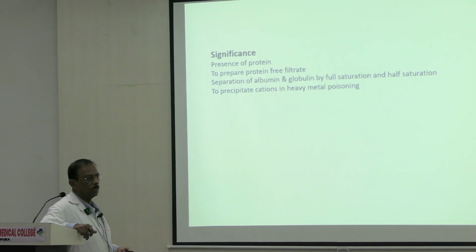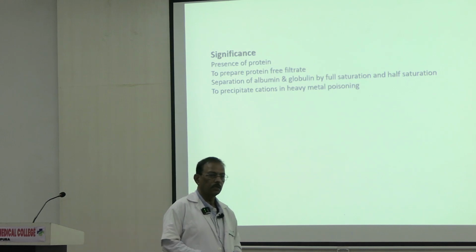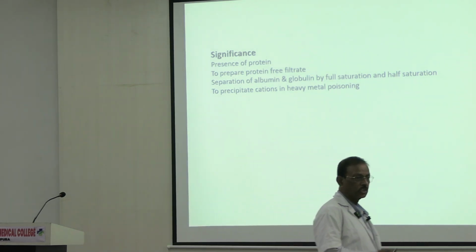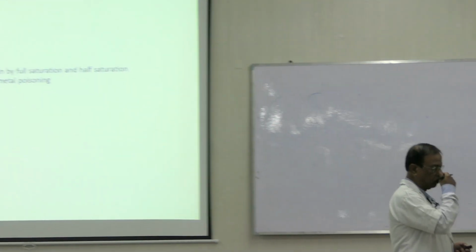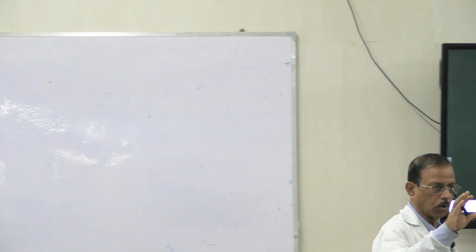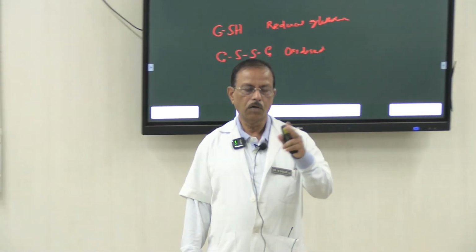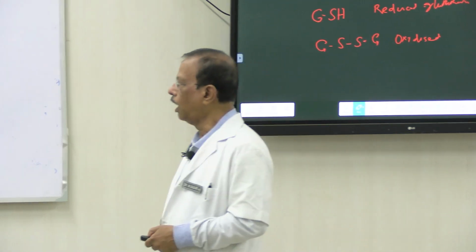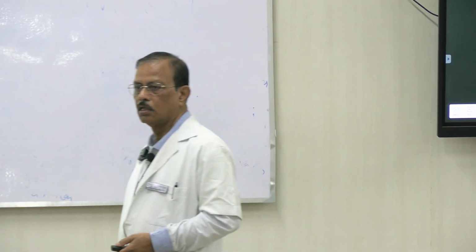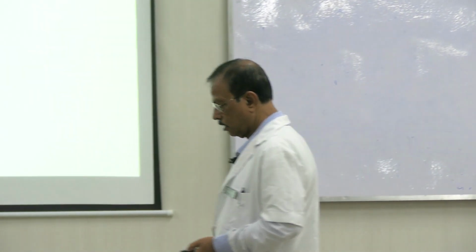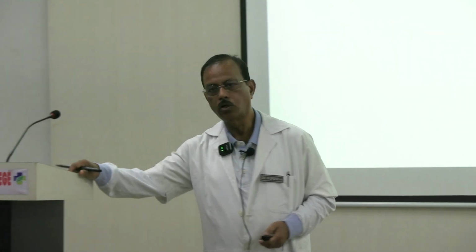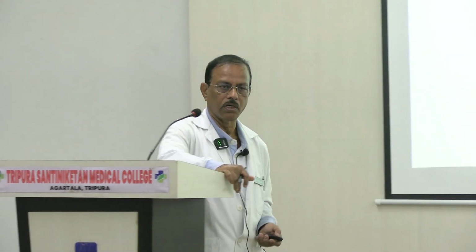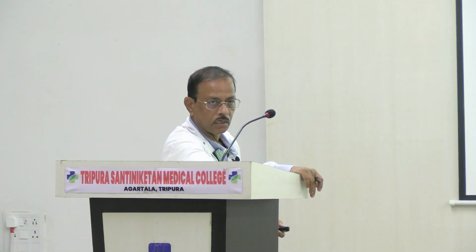To precipitate cations in heavy metal poisoning, when somebody accidentally ingests heavy metal, we give them egg white. Egg white contains protein, and the heavy metals bind to the protein. So they will not be absorbed from the intestine into the system, and poisoning can be prevented.